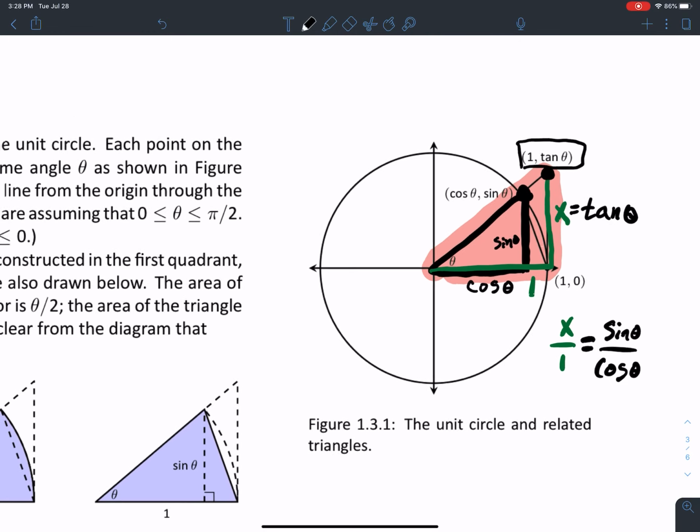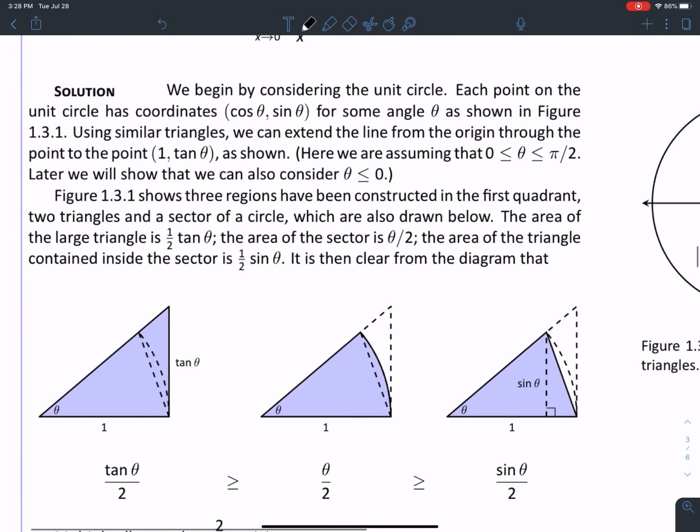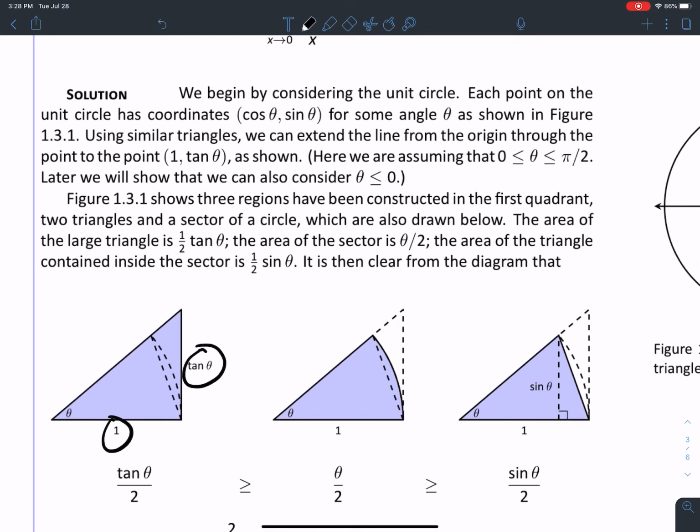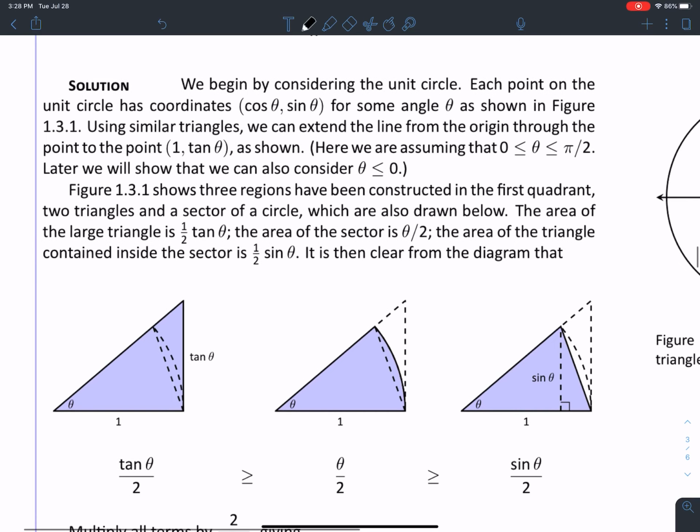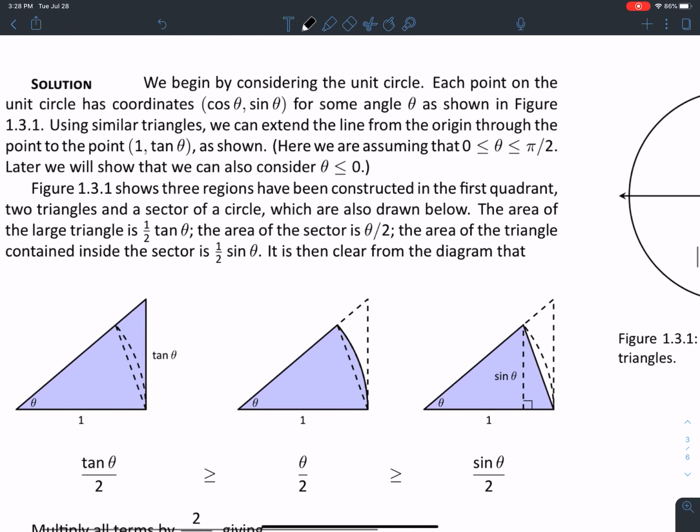So how do I find the area of a triangle? I do base times height divided by 2. So tan times 1 is tan, divided by 2 is tangent theta over 2. So that's the area of that biggest triangle.